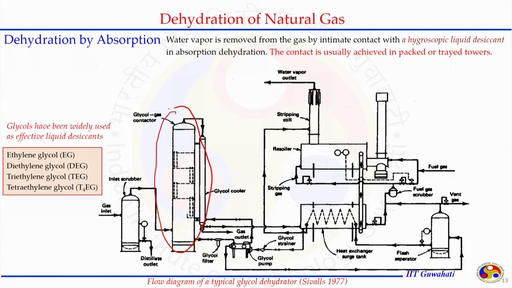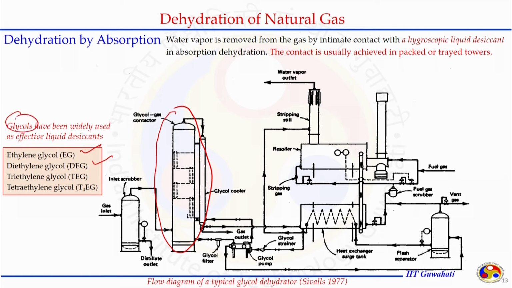Mostly there could be several solvents used for such purpose, but glycol has been widely used as an effective liquid desiccant, and the 4 types of glycols, like ethylene glycol EG, diethylene glycol DEG, triethylene glycol and tetraethylene glycol, or a combination of them, can be used to perform the absorption dehydration process. So, this sheet is shown for the glycols, that could be either of them or a combination of them, and the glycol gas contactor tower is shown here. That says we have the packing inside of it.